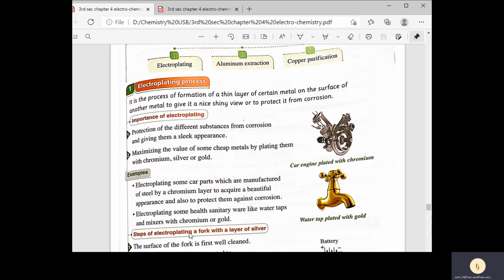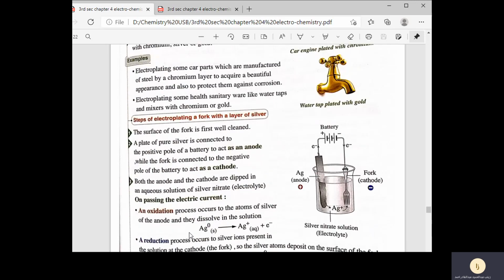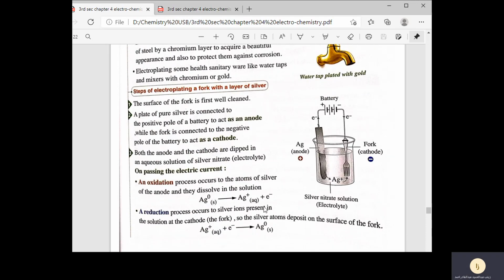Okay, done. What are the steps for electroplating? As we see, we have to put the substance that we want to electroplate connected to the negative pole. يعني عندنا الفورك اهي connected to the negative pole of battery. طيب I will cover it with silver, so the silver metal will be connected to the positive pole of battery. يبقى دي أساس. طيب بحط solution بيحتوي على silver ions. اوكي فكتب لي هنا ايه؟ Steps of electroplating of fork with layer of silver.